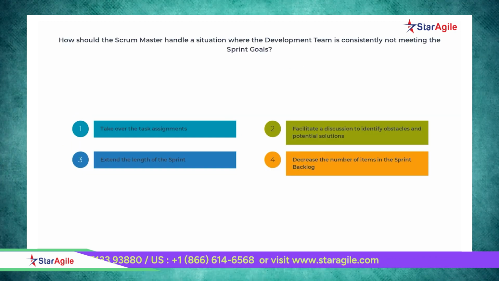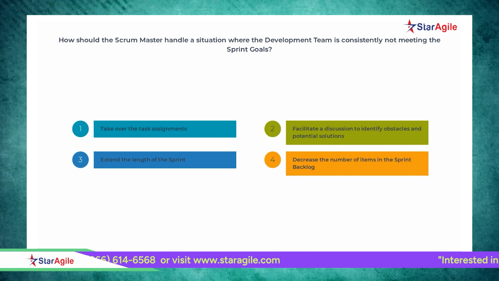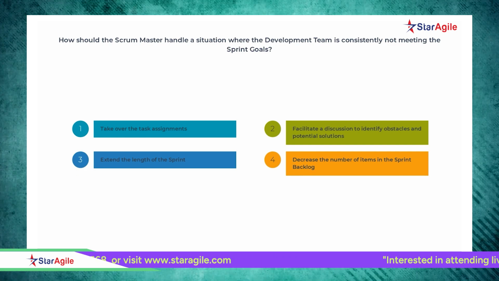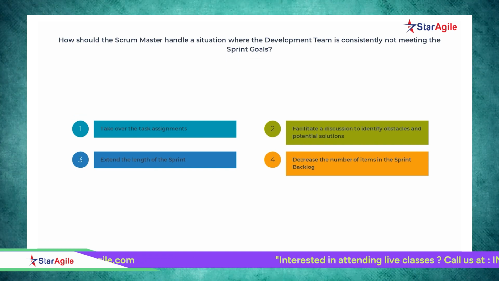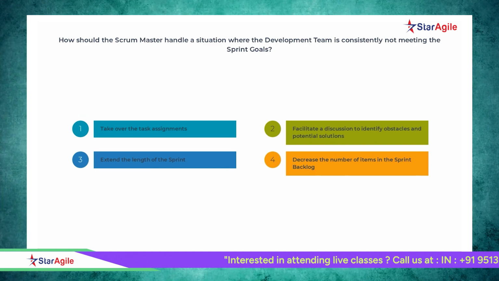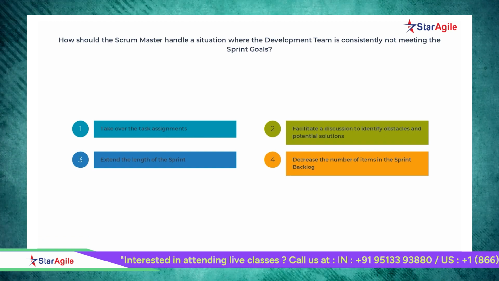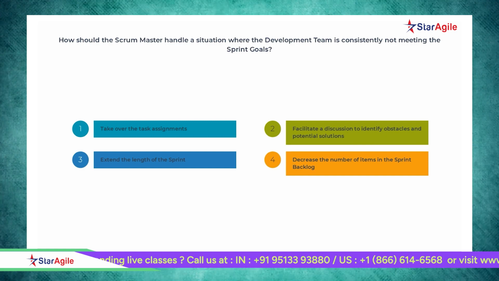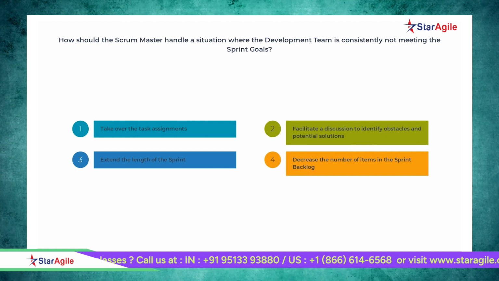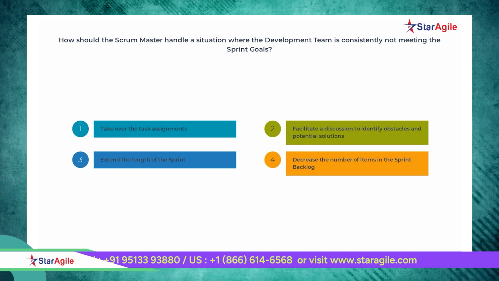How should the Scrum Master handle a situation where the development team is consistently not meeting the sprint goals? Either take over the task assignments, or facilitate a discussion to identify obstacles and potential solutions, or extend the length of the sprint, or decrease the number of items in the sprint backlog. You would have got it right by now.